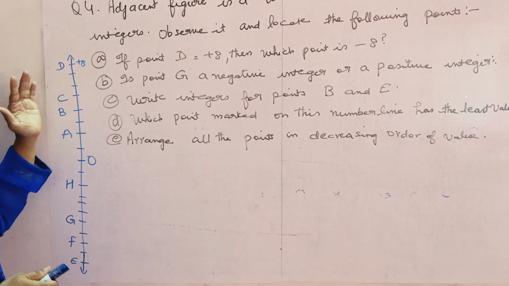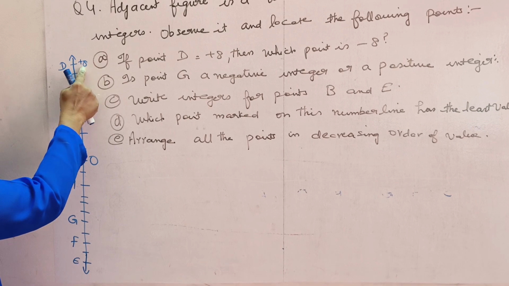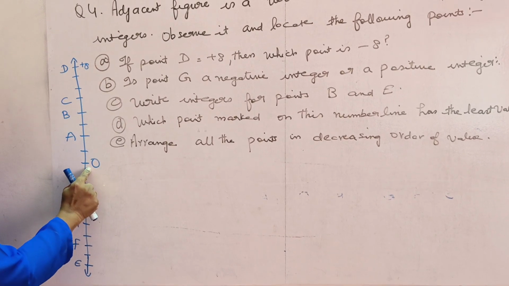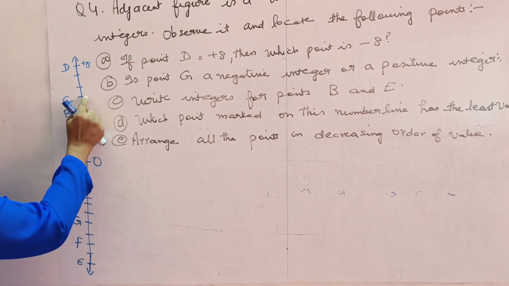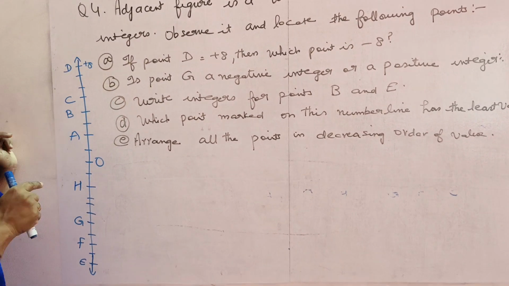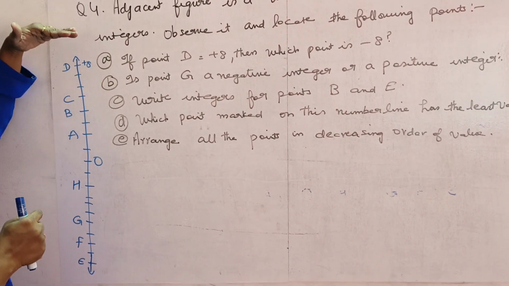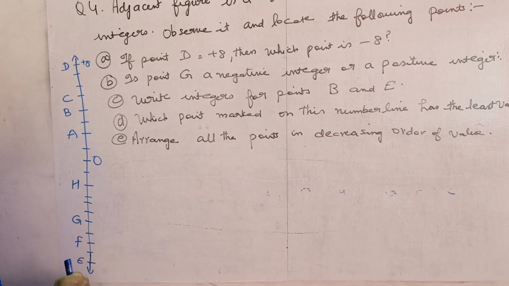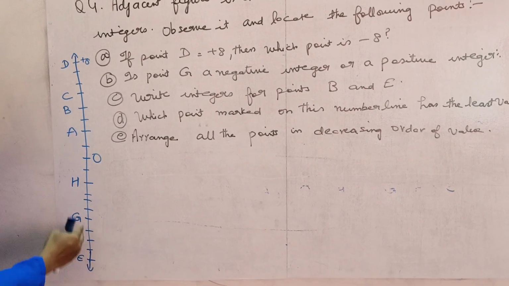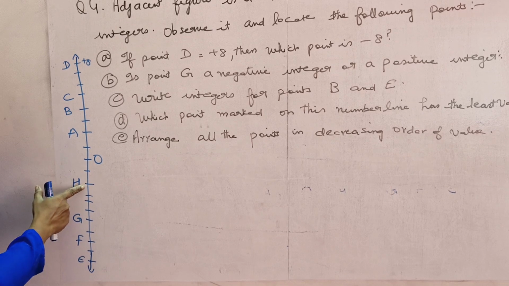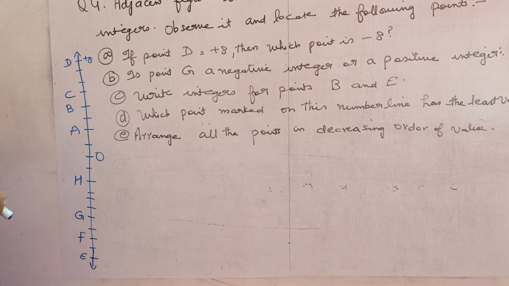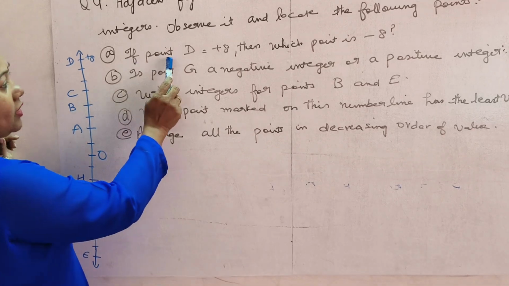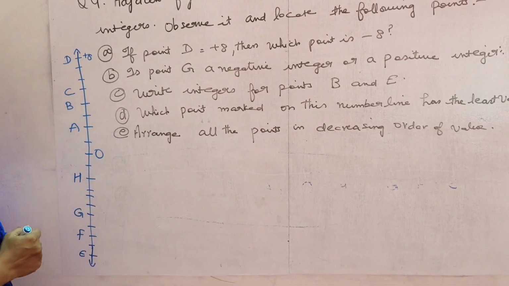So where is D? It is here. This is D and this is 0. From here, 0, 1, 2, 3, 4, 5, 6, 7, 8. So this is the right side and this is the left side. That means this will be the negative side: minus 1, minus 2, minus 3, minus 4, minus 5, minus 6, minus 7, minus 8. Okay. So the question is, if point D is equal to plus 8.